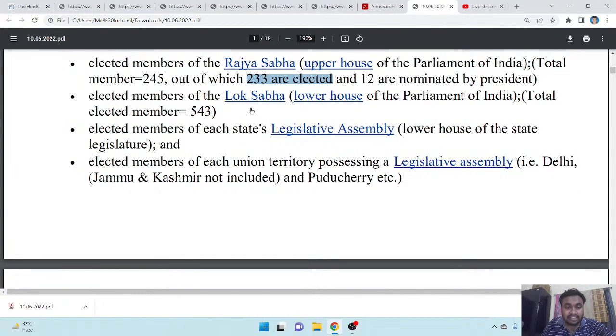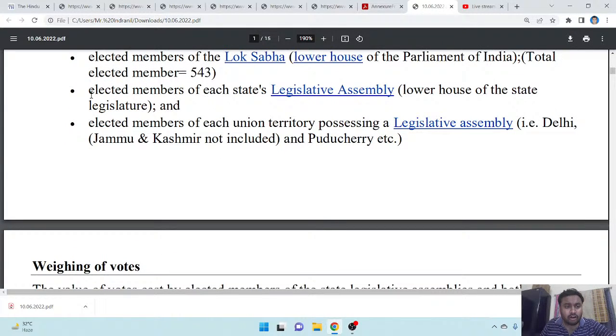Then 543 members of Lok Sabha, all the MPs, will participate in the election. Then all the elected members of each state legislative assembly as well as each union territory's legislative assembly like Delhi and Puducherry, except Jammu and Kashmir, because there is no legislative assembly in Jammu and Kashmir.